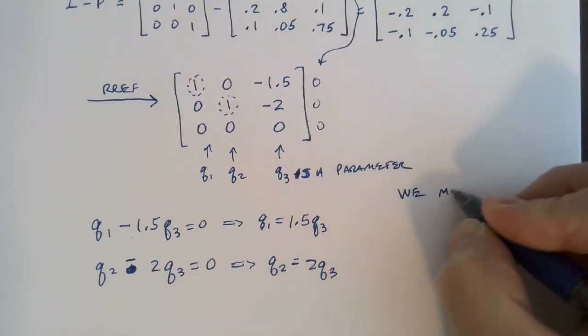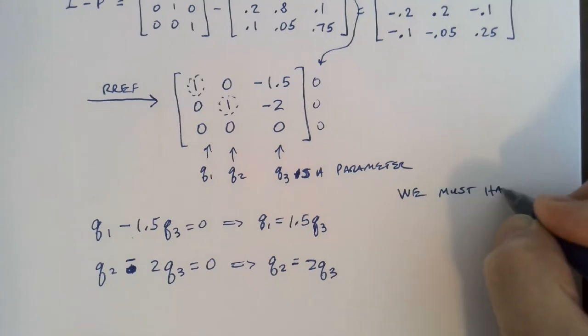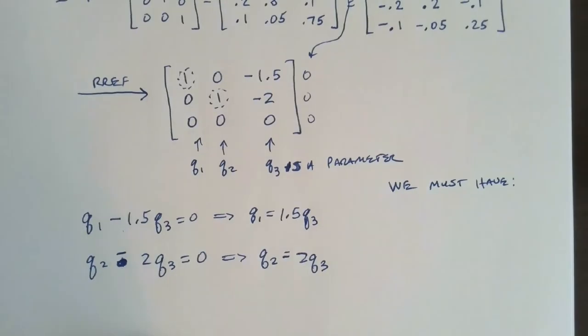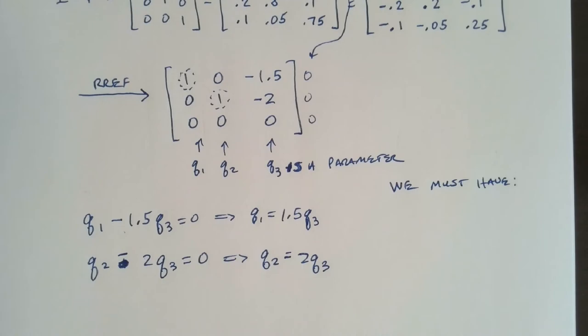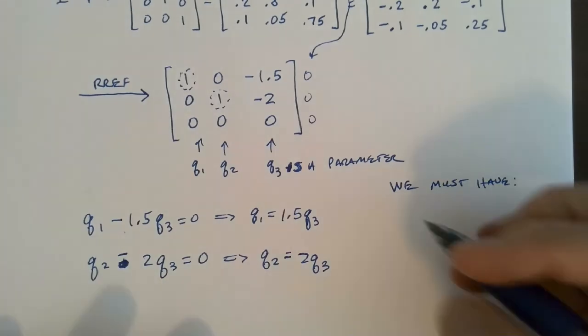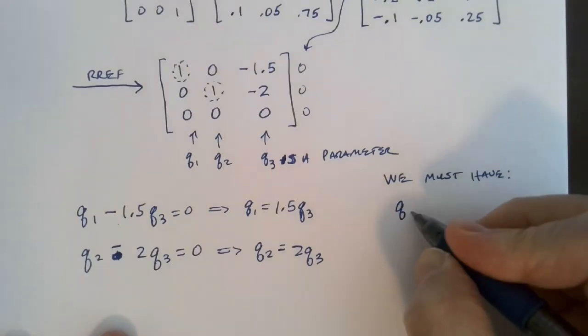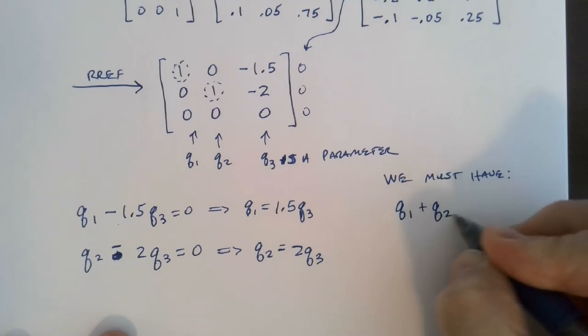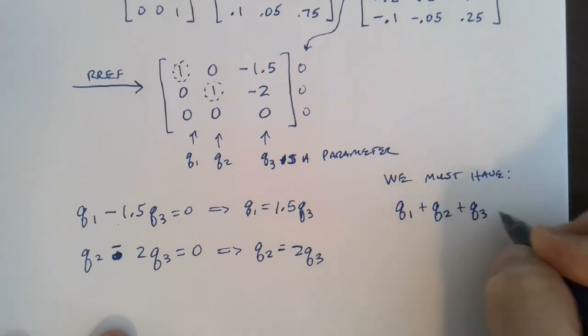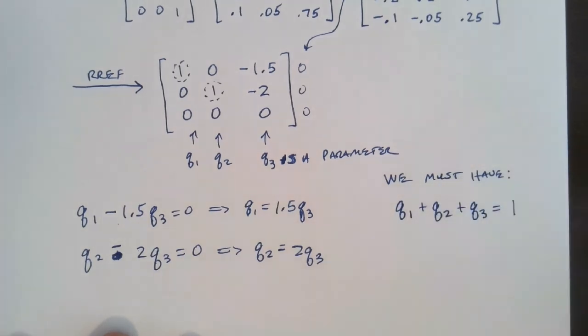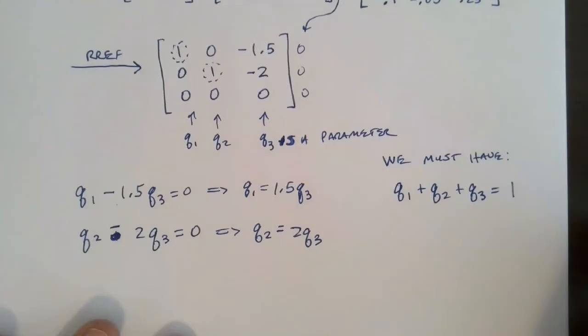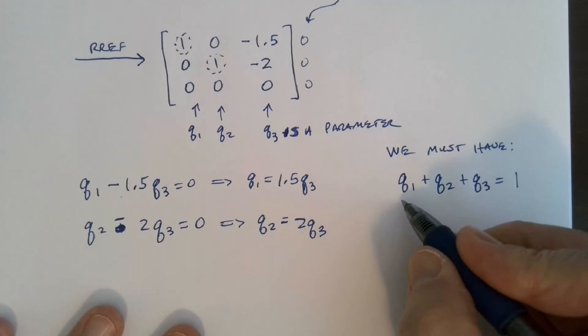Well, we must have the following, because we're talking about a state vector, a probability vector, it's stochastic. The sum of these must add up to what? What do the sum of the probabilities have to add up to? 100% or 1, right? It has to add up to 1. And so here's a quick way to get the values here.